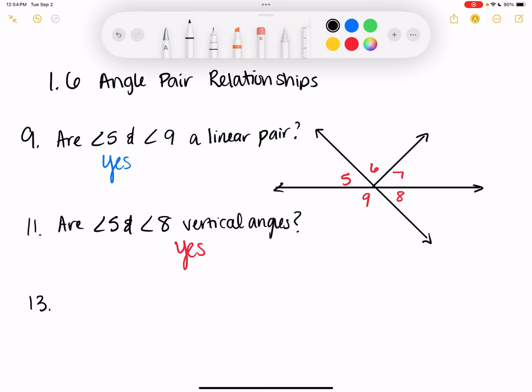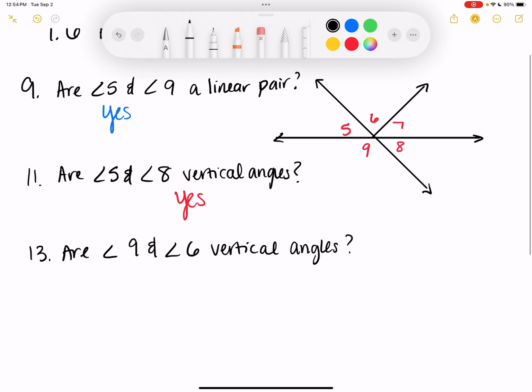Are angle 9 and angle 6 vertical angles? What do we think about that one? So is this one and this one vertical angles? Nope. They are not, because they do not have two sides that are opposite rays. They have one side that is, but the other side is not.